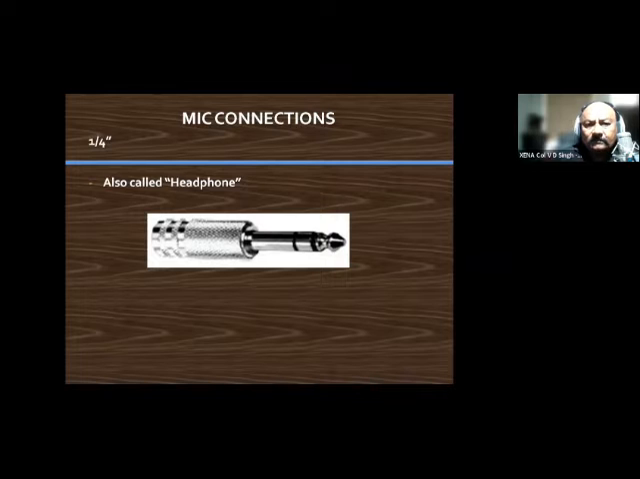Then we have got the mic connector as 1/4 inch. It is also called a headphone connector. I'm sure you have seen this in everyday life. So certain microphones have, on the other side, a headphone connector, which does not have 3 pins. It has just 2 kind of a thing, and it goes in.